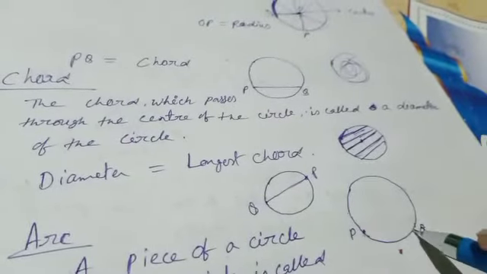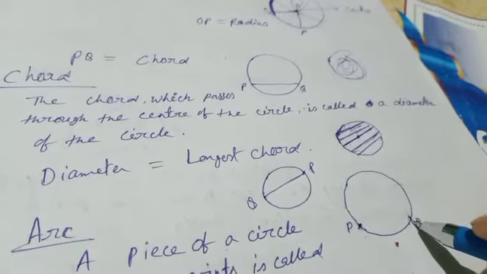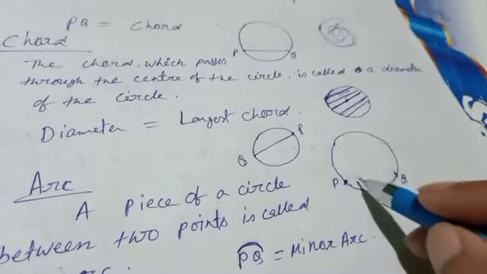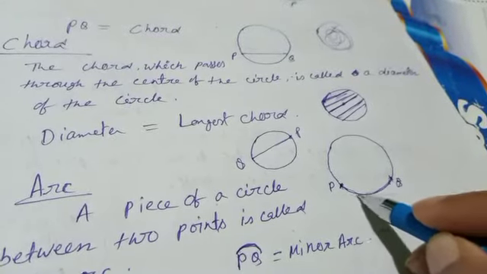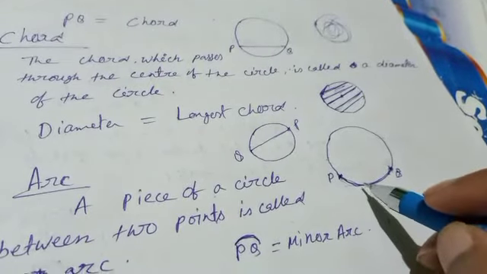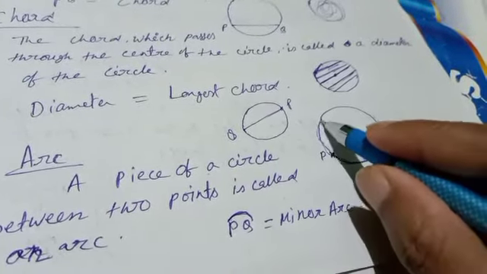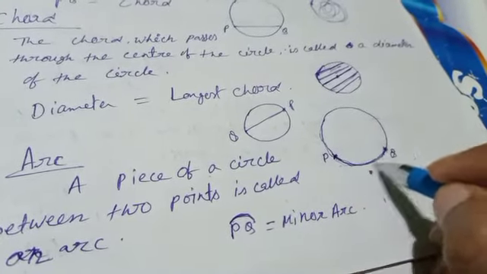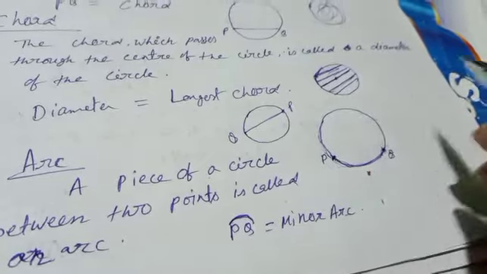Now, what we are discussing is arc. Suppose P and Q are points on a circle. If you cut this part, then this part is called an arc of the circle. And here you can see this PQ is the minor arc because this part is left, which is bigger than this arc. That is this part is called the major arc. Then PQ is the minor arc. Okay.